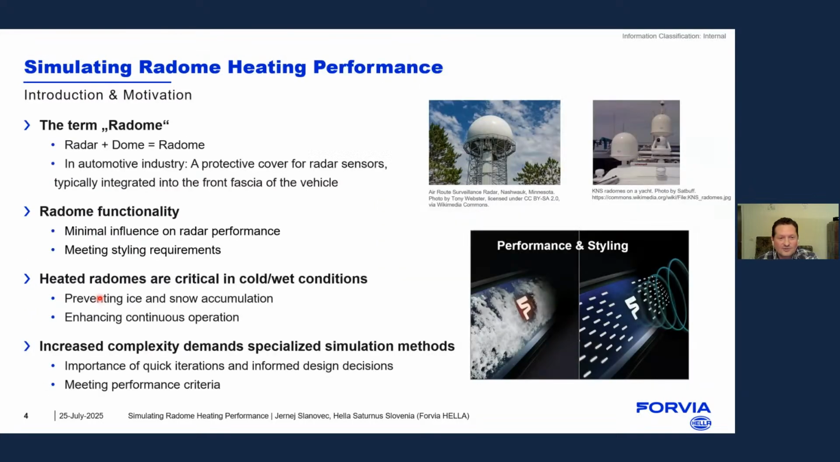Okay, so to get started, maybe just what the radome is. A radome is basically a protective structure around the radar sensor. Typically, if you look, for example, on the airports, this structure has a shape of a dome. Hence, the term radome is used. Radar plus dome is radome. But also on the cars, in automotive industry, we use the same term, although typically the radome on a car doesn't look anything like a dome.